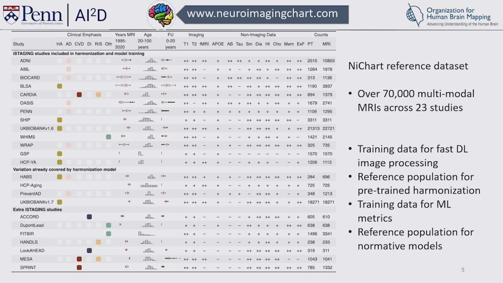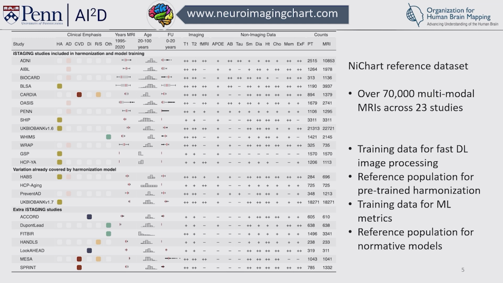So what exactly is our NiCHART reference dataset? Well, it's over 70,000 multimodal MRIs aggregated across 23 studies. And even now, we are constantly working on including more and more datasets into this framework so that we can get the most up-to-date reference models that we can. So these are all the datasets that we have in our NiCHART framework.